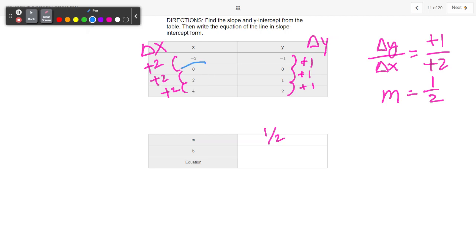Y-intercept is right here. 0, 0. That's my b value, this one.